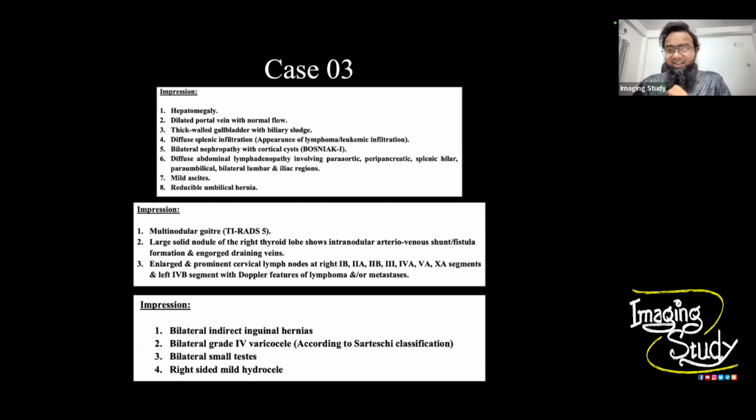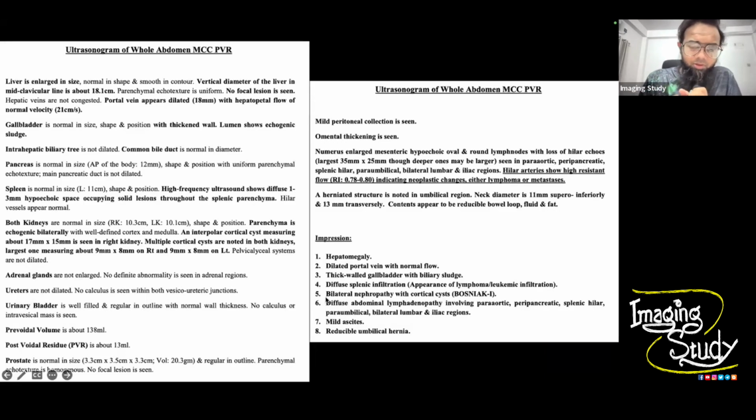Okay, so it actually took 1 hour to solve and search for all the things. So this is actually the list of the findings. Let me show you the report, but ignore any mistakes I've made because I haven't checked it. So yeah, there are so many lesions there on the abdominal side. You can see some hepatomegaly, dilated portal vein with normal flow. That is important because we need a follow-up in this patient.